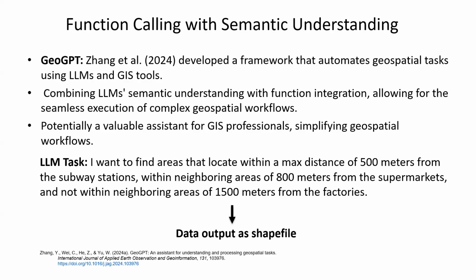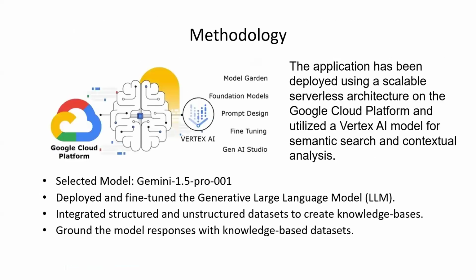There's one example in this query. It's really complicated. It requires many steps in the spatial analysis to get the correct answers, but the model can do it automatically by following this function declaration and calling mechanism.